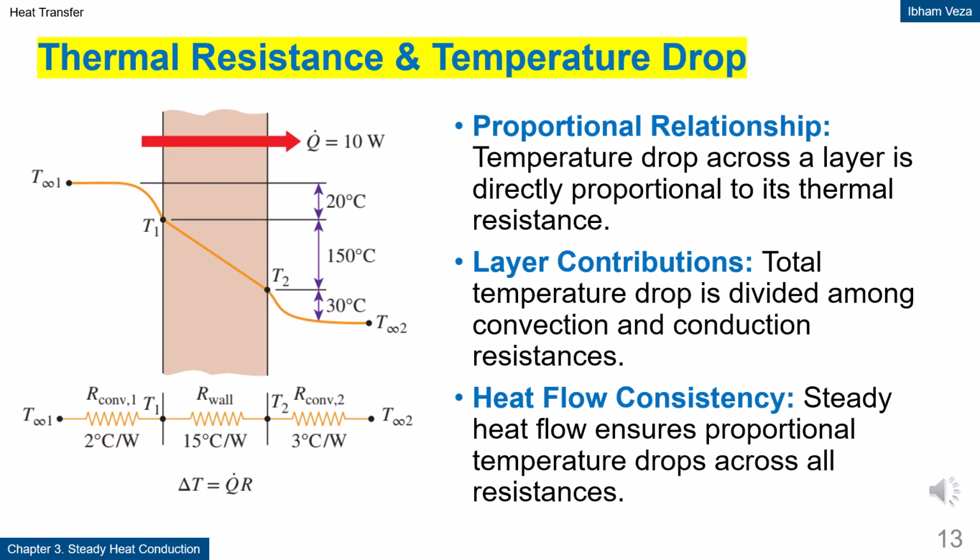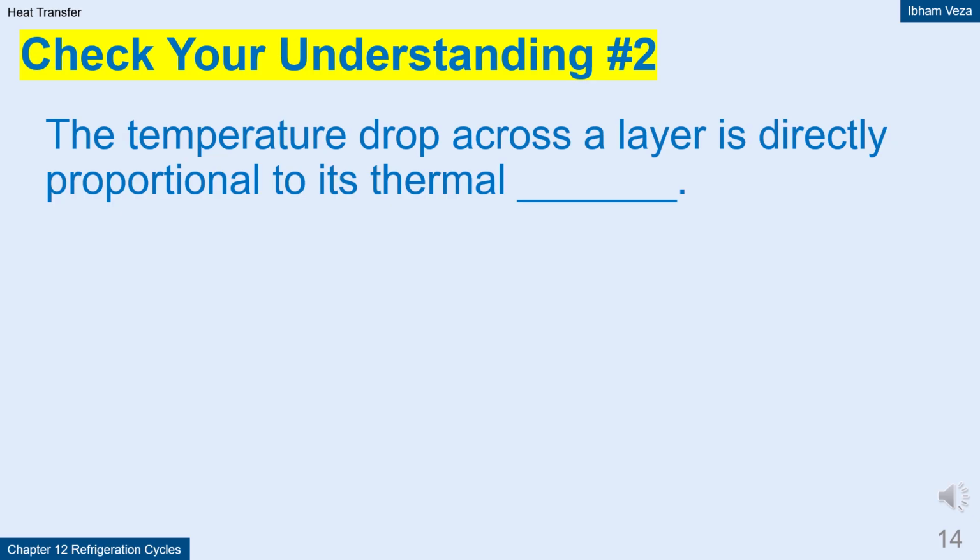The total temperature drop is distributed among the resistances according to their proportions. This principle is the basis for determining interface temperatures in multi-layer systems. The temperature drop across a layer is directly proportional to its thermal resistance.